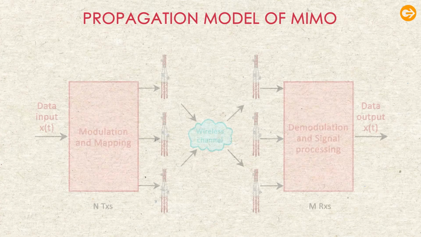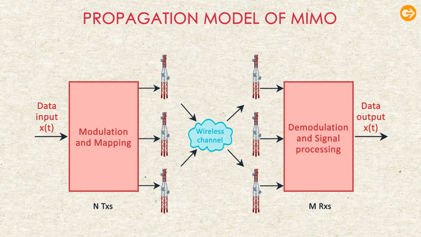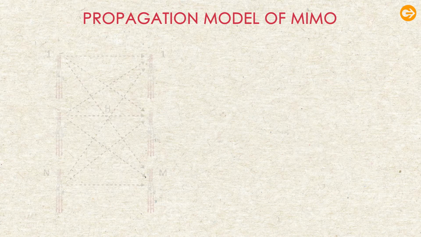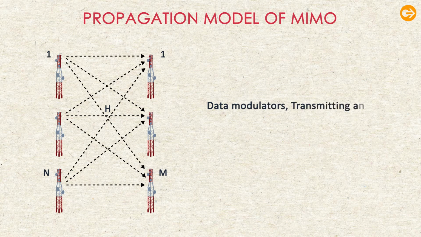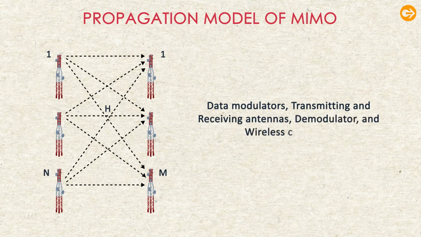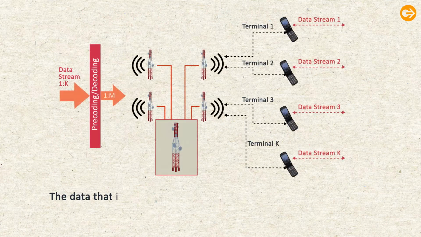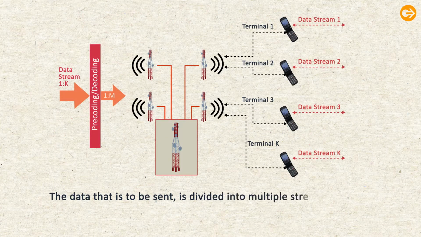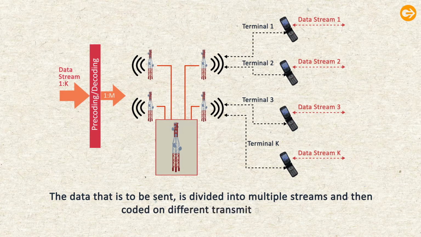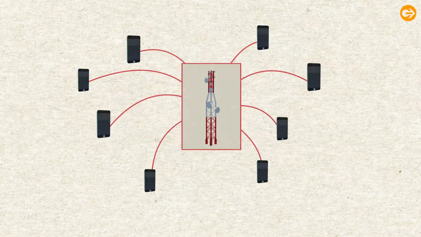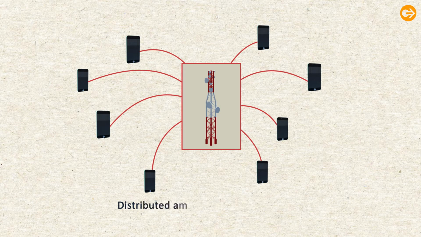Propagation model of MIMO. The propagation model consists of several parts like data modulators, transmitting and receiving antennas, demodulator, and wireless channels. The data that is to be sent is divided into multiple streams and then coded on different transmit antennas. In an ideal MIMO system, the bandwidth of n kbps is allocated to the system, and thereafter it is distributed among all other users equally. Technically, each user gets 1 by n of the entire bandwidth.